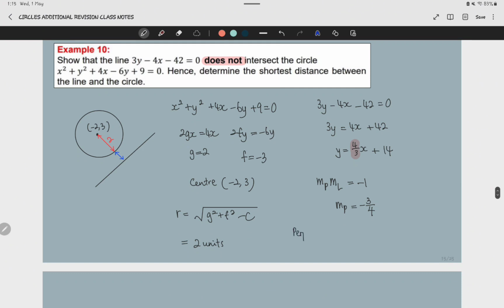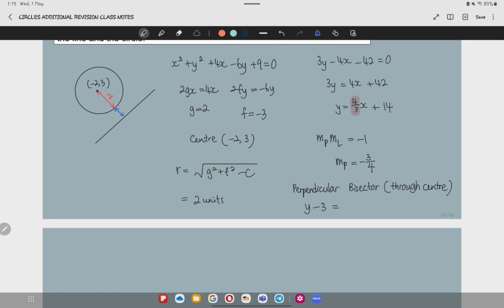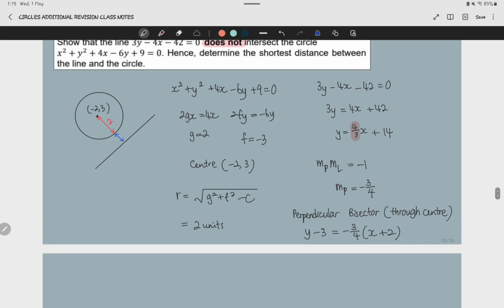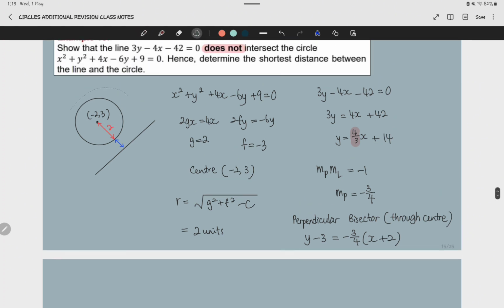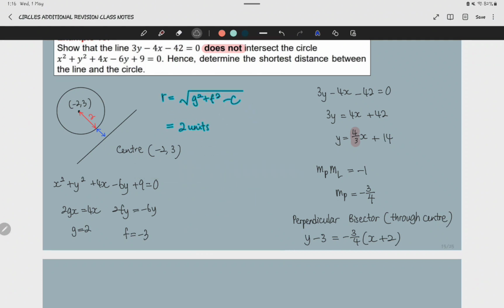We want the perpendicular bisector that passes through the center. So use y minus 3 equals -3 over 4 times x plus 2. Minus becomes plus, right? Okay, so this is it. Here is the time for us to understand what we are doing. I rearrange for a moment. This one is the center, then you get the R.